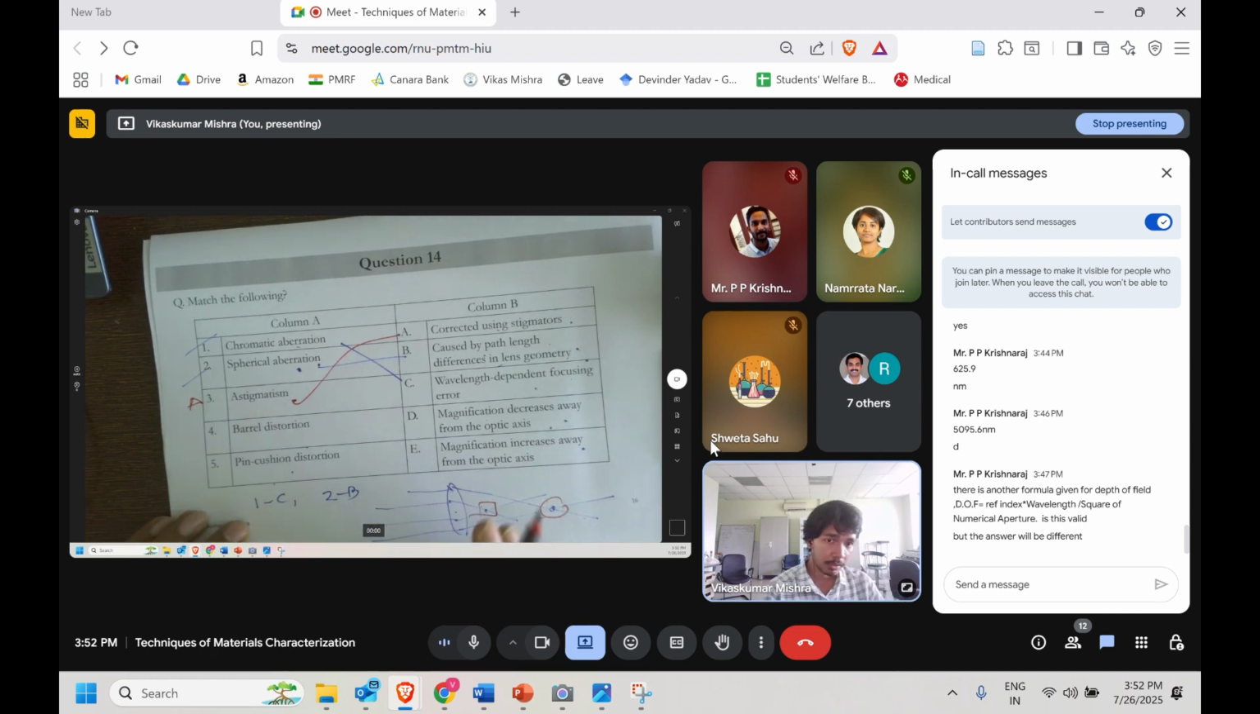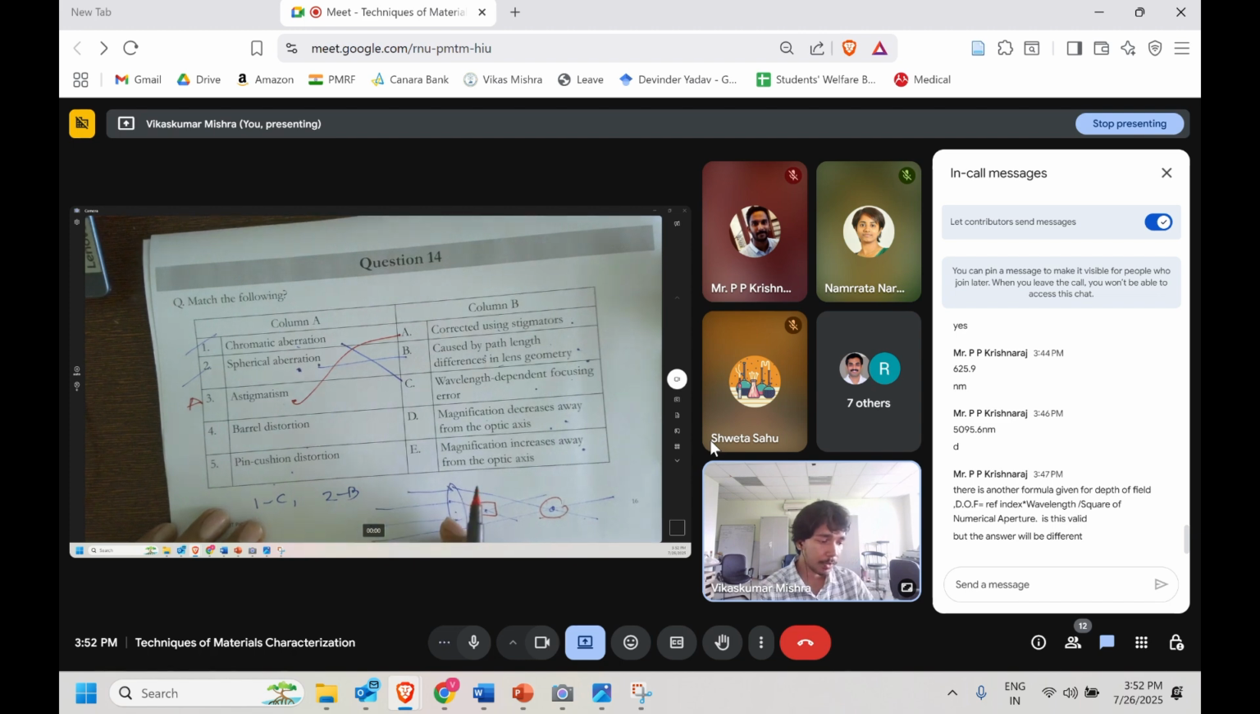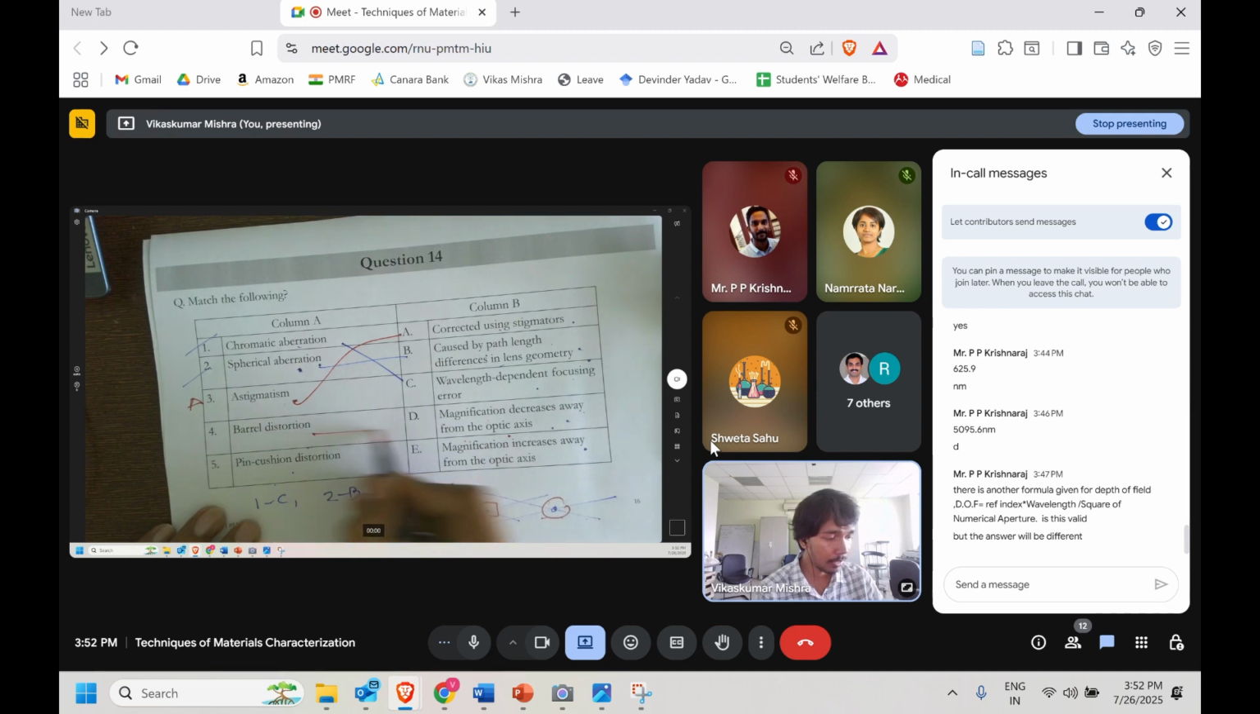4. The barrel distortion. In barrel distortion, we are aware that the images which are at the center will be magnified, and the images which are away from the center will be compressed. So the magnification decreases away from the optical axis. Right? So the right answer is option B.